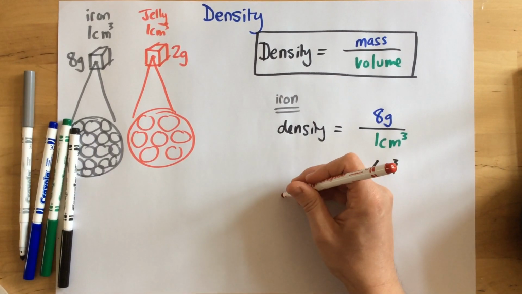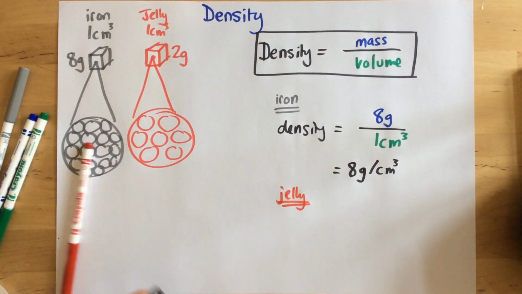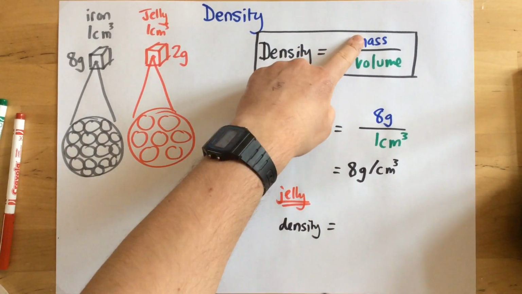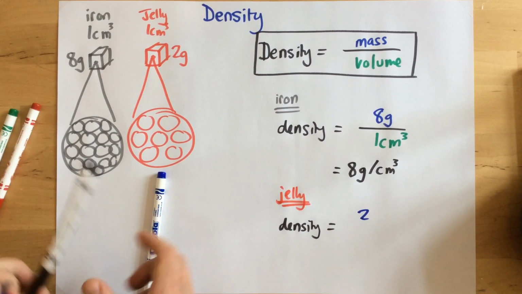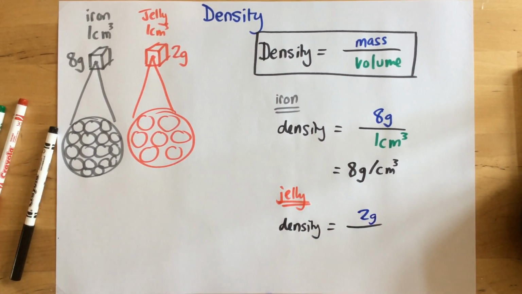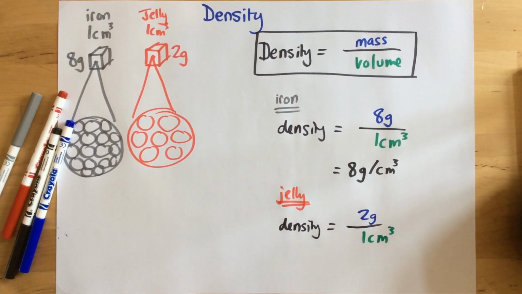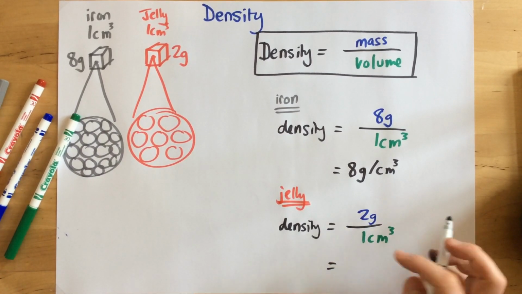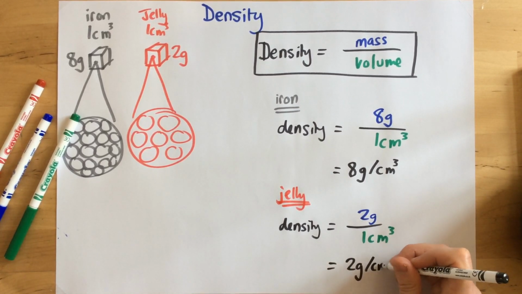Similarly, if we have a look at the jelly, it works in exactly the same way to find the density. So again, we want to do mass divided by volume. This time the mass of the jelly is 2 grams, and the volume is 1 centimetre cubed. So just like before, we do mass divided by volume, so 2 divided by 1 is 2, and the units are going to be grams per centimetre cubed.